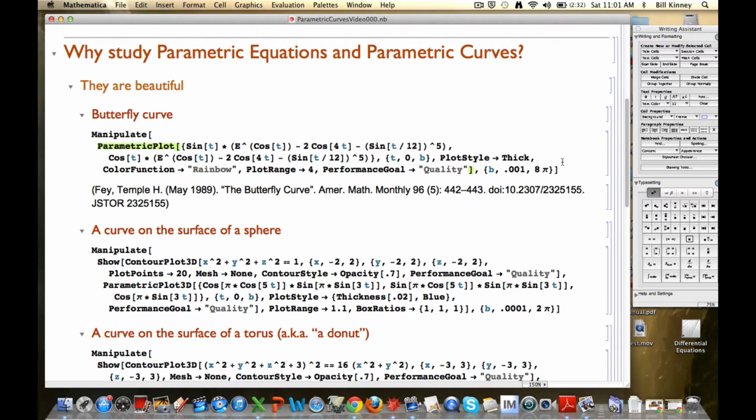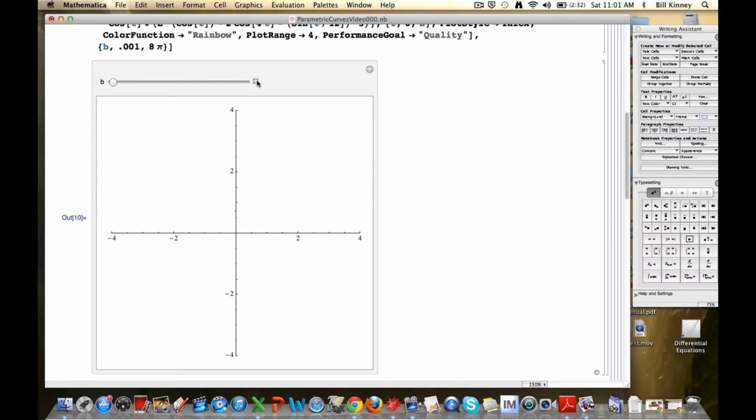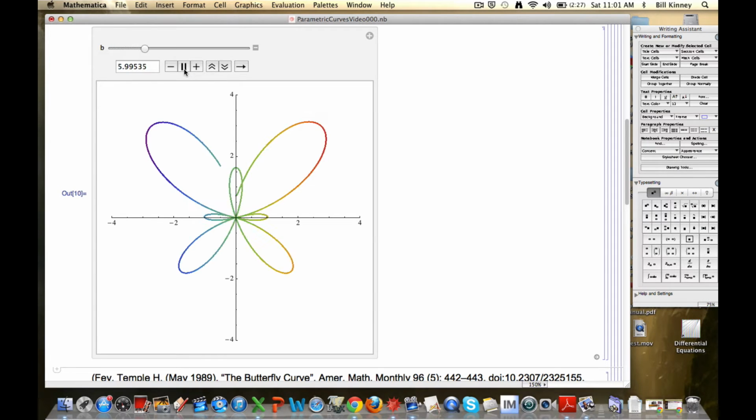So I'm going to enter this code right here that we see. And this generates a nice picture of something called the butterfly curve, and Mathematica can be used to animate this. So I'm going to play this here, and we're going to see a curve that looks like a butterfly. I used math to make this curve.